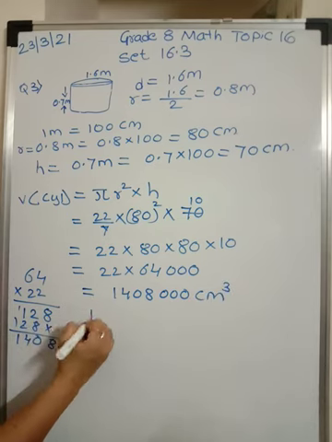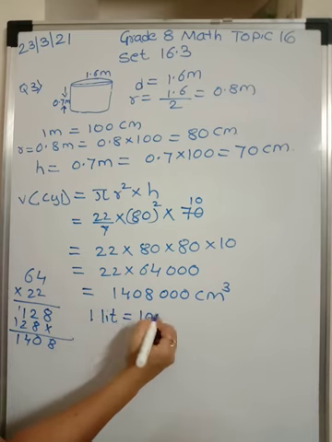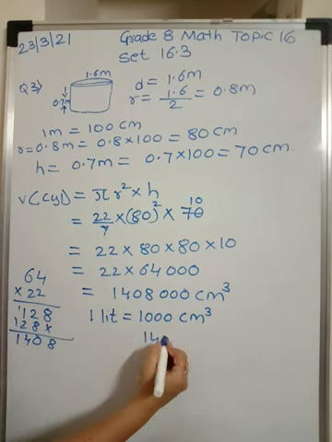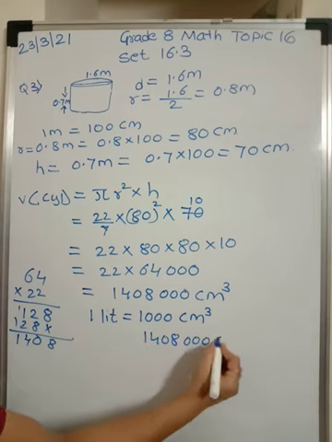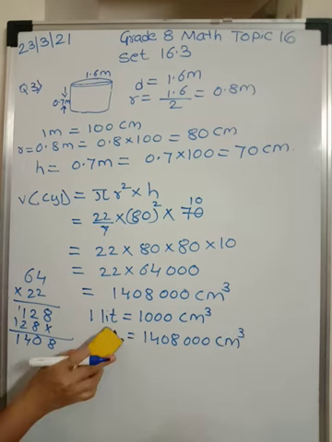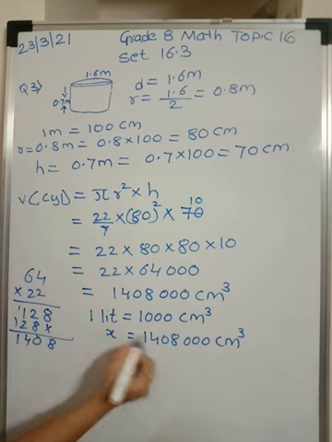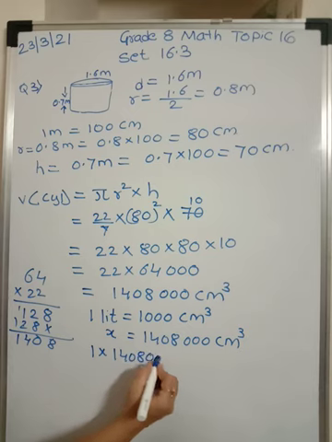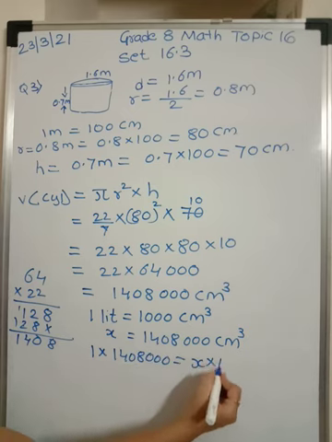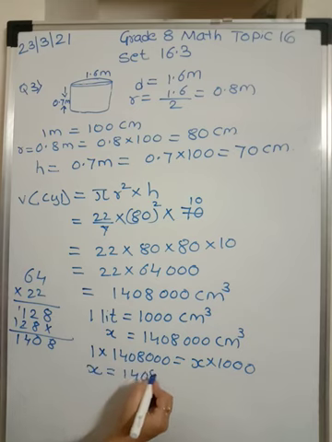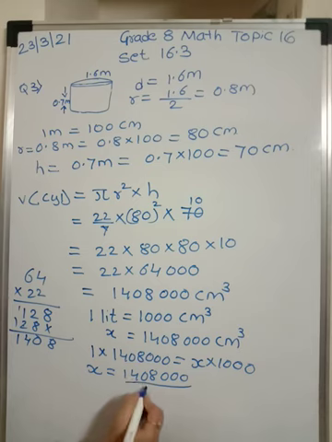But you know that 1 liter is equal to 1000 centimeter cube. So we have 1408000 centimeter cube is equal to how many liters? Or we can write here x. If you multiply, you have 1 into 1408000 is equal to x into 1000. So what would be x? x would be 1408000 divided by 1000. 3 zeros, 3 zeros.